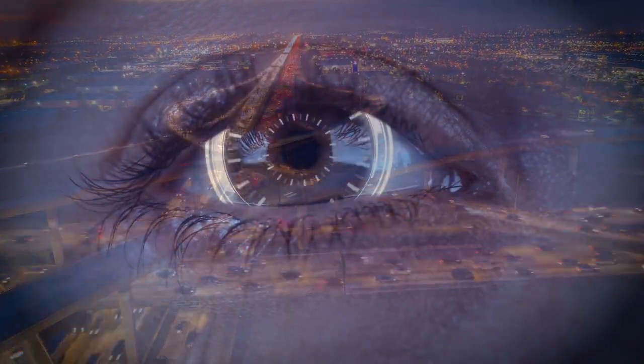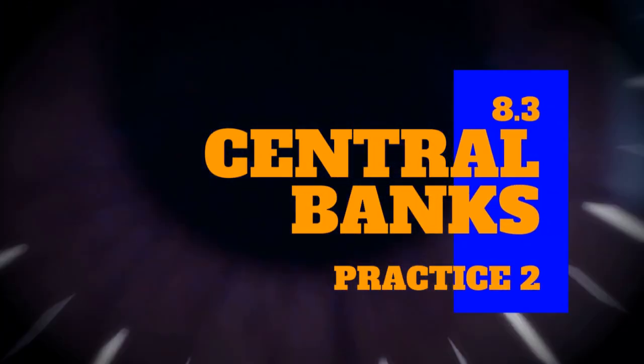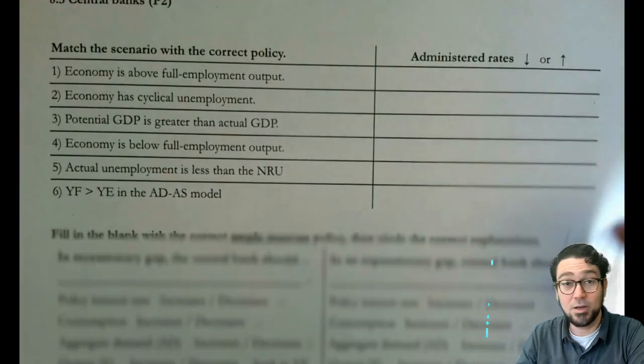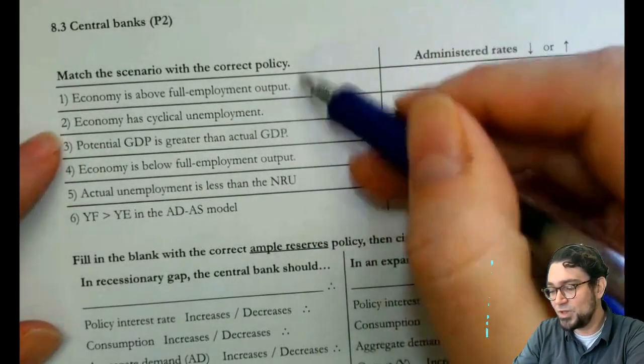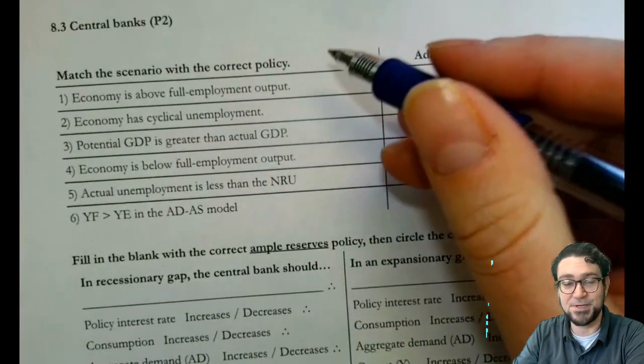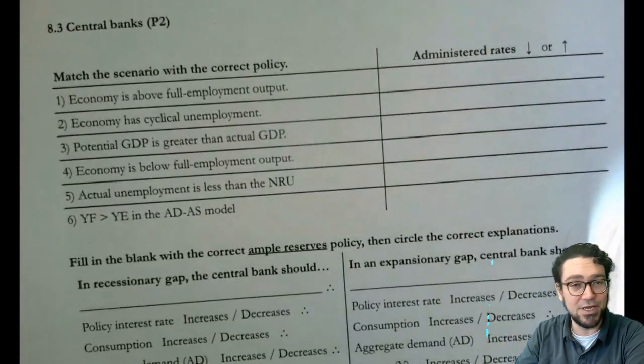Well, hi there. So in this video, we're going to be doing some practice with monetary policy under ample reserves, which is called changing administered interest rates. So let's get started. Okay, so this one's going to look pretty similar to the first practice set. And really what we're going to first do is identify, are we in an expansion or recession? They're probably pretty similar. And then should we raise or lower administered interest rates?